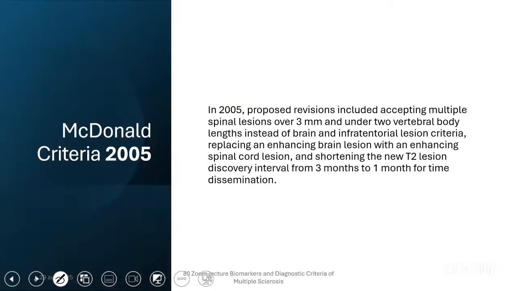So the 2005 criteria, they proposed revisions included accepting multiple spinal lesions over 3 millimeters and under 2 vertebral body lengths instead of brain and infratentorial lesion criteria, replacing an enhancing brain lesion with an enhancing spinal cord lesion, and shortening the new T2 lesion discovery interval from 3 months to 1 month for time dissemination. The DIT has become from 3 months to 1 month, and spinal cord lesion has made its appearance in 2005.